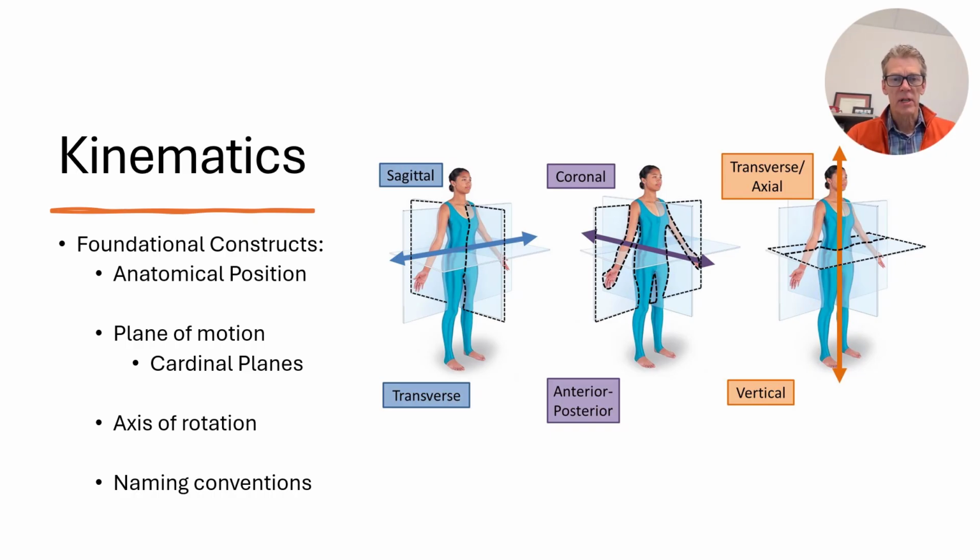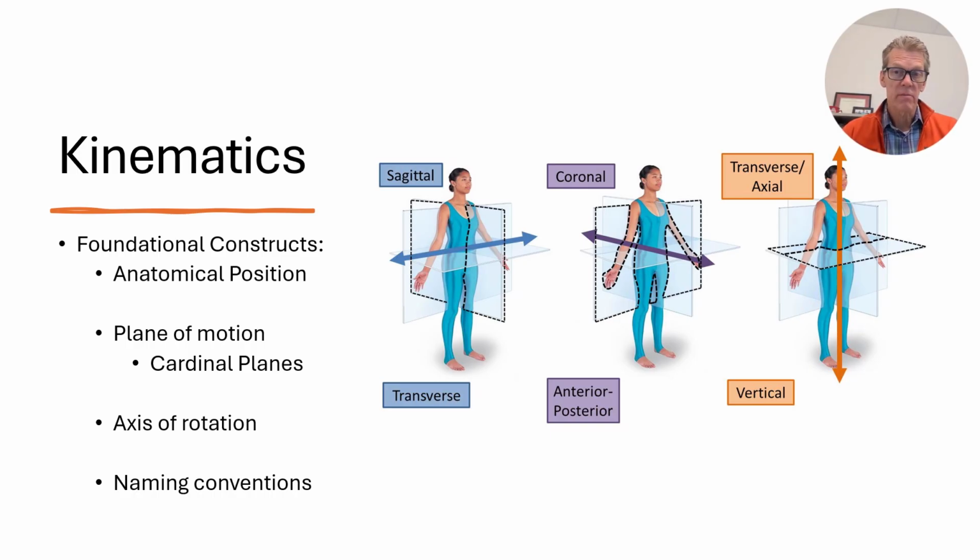So one of the foundational constructs is anatomical position. Again, you'll learn about that in anatomy. This person, this character is standing in anatomical position, looking straight ahead, arms at the sides and palms facing forward. So you'll notice that the thumbs are oriented laterally in each of these pictures.